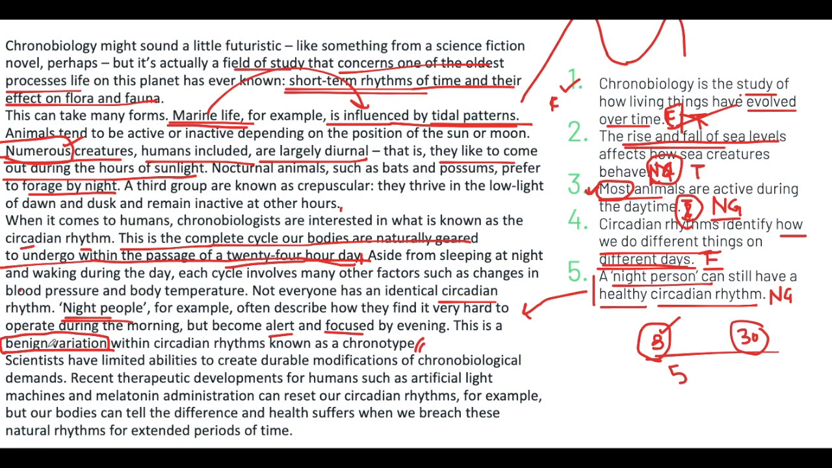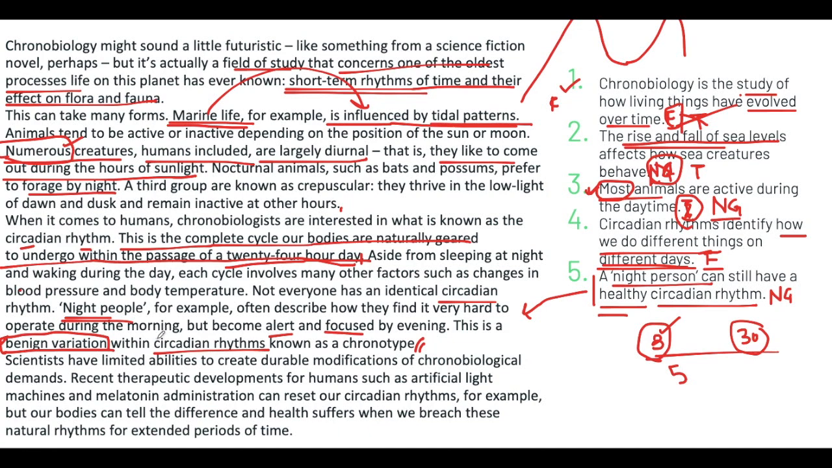Okay. Benign means, because this is where the answer lies, benign means something that is harmless, something that is very small, something that can be negligibly ignored also. So this is a small variation, a small difference within the circadian rhythm. So can we say that a person can still have a healthy circadian rhythm, because this is just a small variation, just a small digression from the actual circadian rhythm?